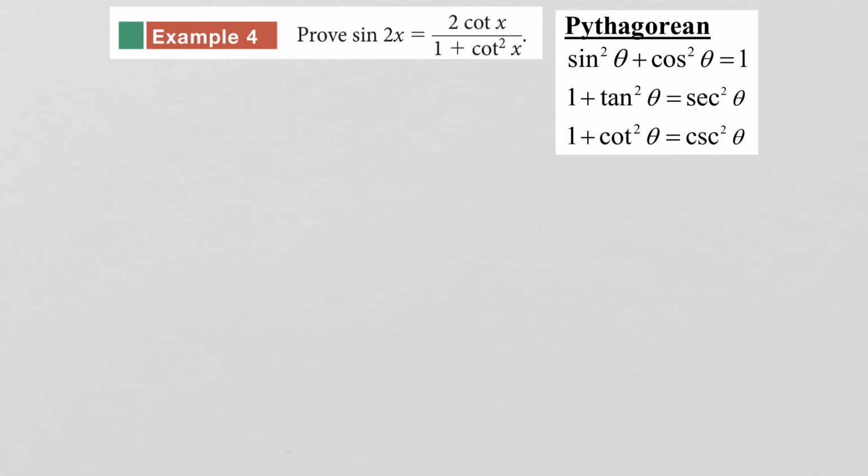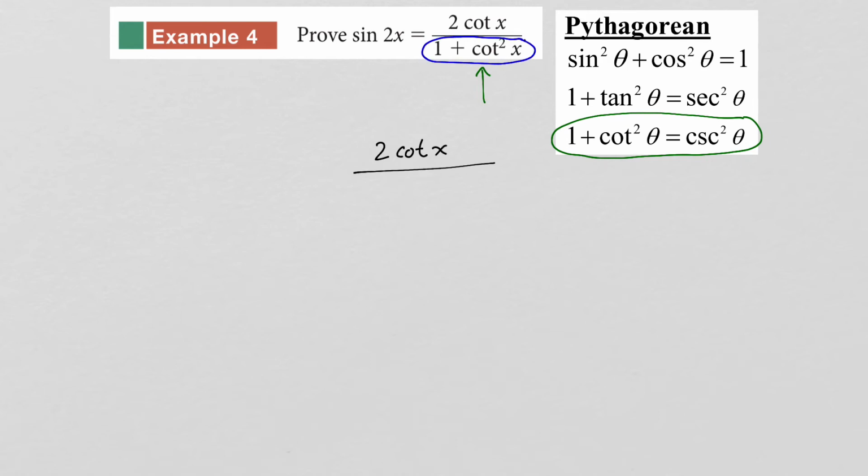So if you remember your Pythagorean identities, there were 3 of them. And the last one says 1 plus cotangent squared is equal to cosecant squared. So to do this problem, I'm going to start on the right side, and I'll start by rewriting this as 2 cotangent of x divided by, and then 1 plus cotangent squared of x will be the same as cosecant squared of x.